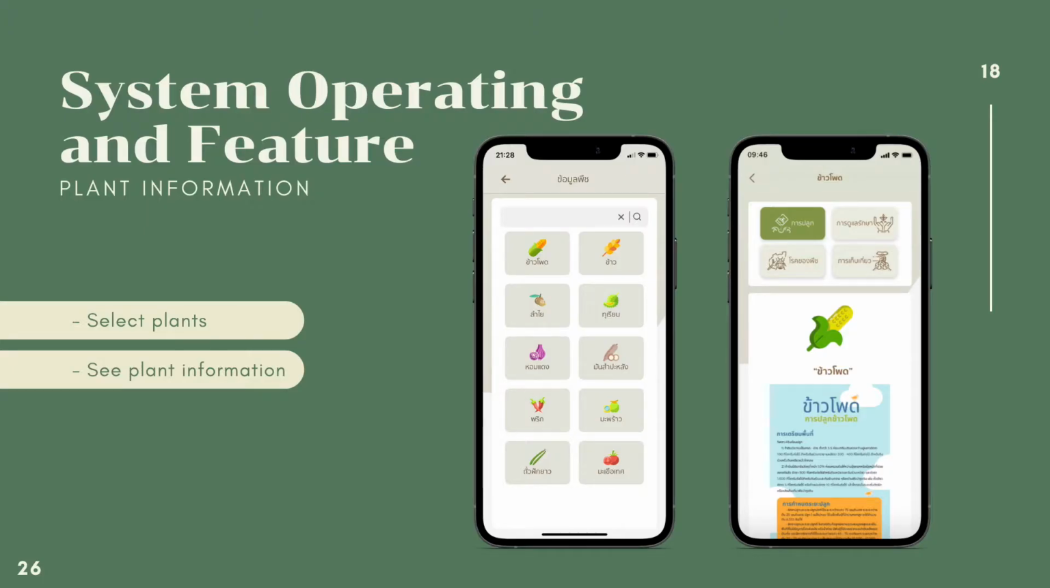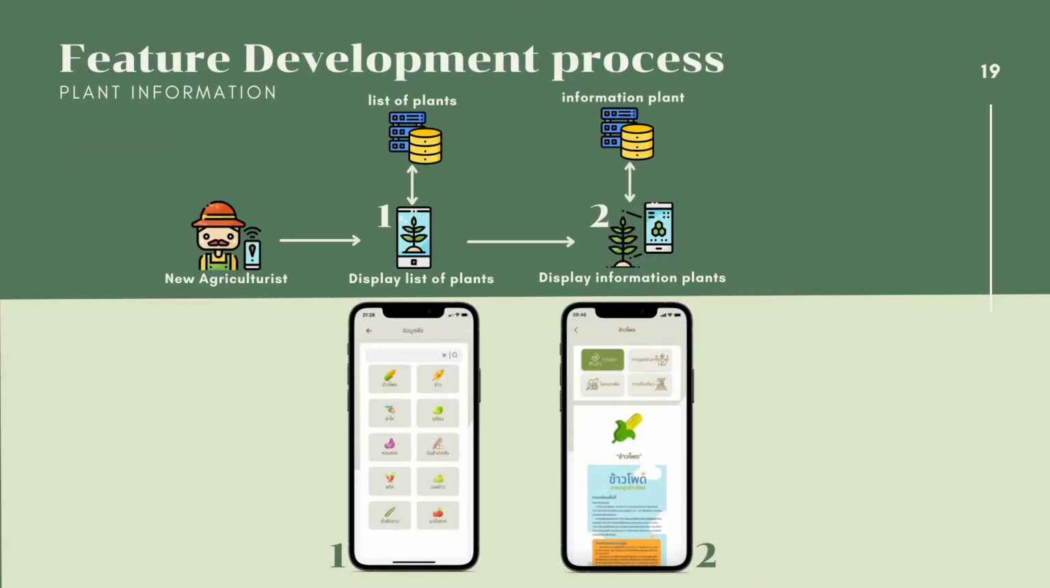Next feature is plant information. The feature can be selected to see plant information. Picture 1 is the list of plants in our system. The user can search for plants. And picture 2 is plant information. We divided it into 4 topics: planting, cleaning, plant disease, and harvest.